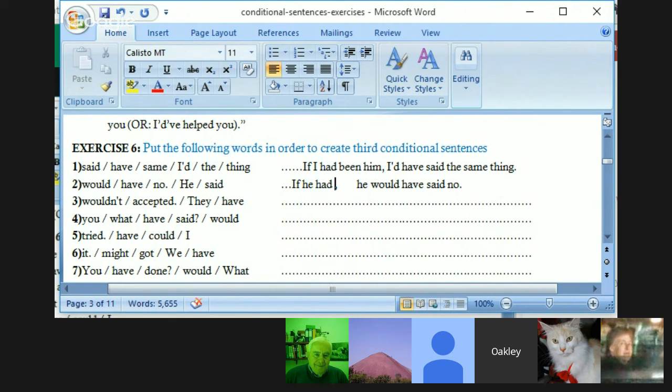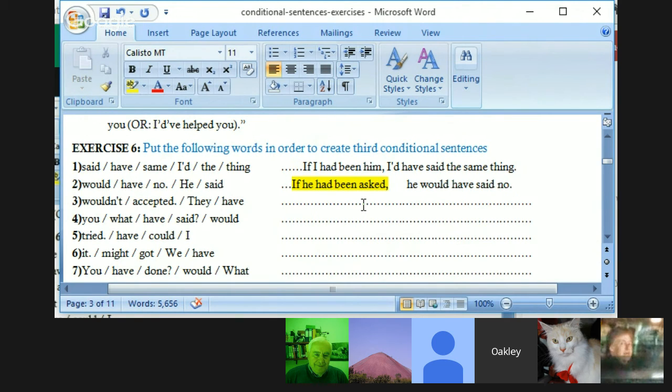I'll give you an example. If he had been asked, okay, he would have said no. He had been asked, yes. He would have said no. Now, notice what I've done here. I'm taking over the verb in the first part. None of this part is there. I'm asking you to make up all of that.